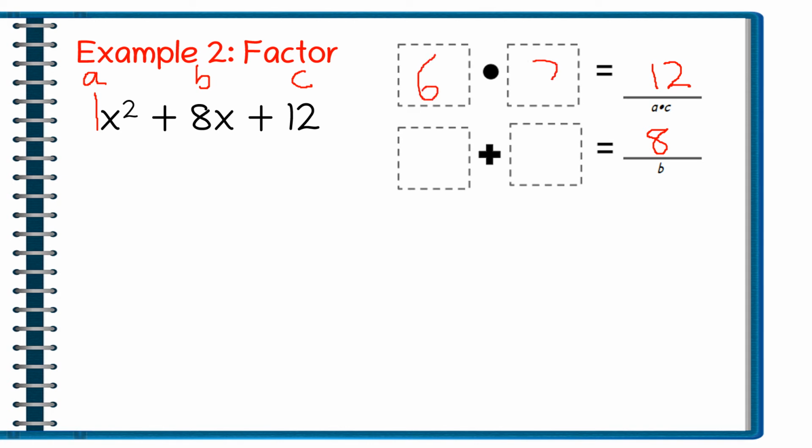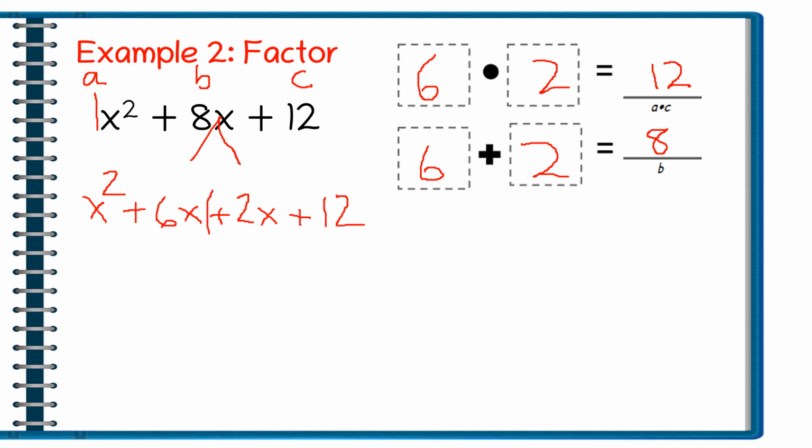Well, I know that 6 times 2 is 12, and I know that 6 plus 2 is 8, so that must be my 2 numbers. So x squared stays the same. This middle part breaks up into 6x and 2x. And the 12 in the back stays the same.